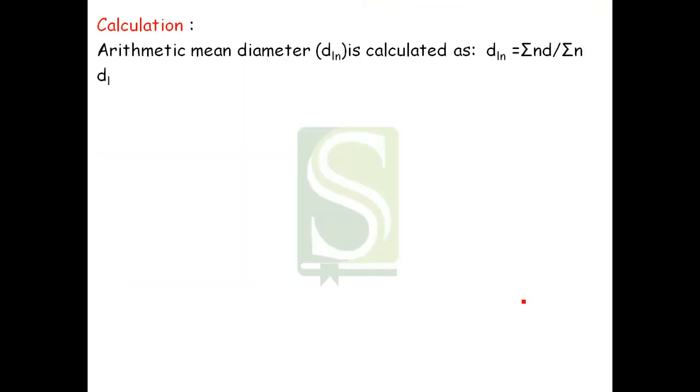Now we will see the calculation for arithmetic mean diameter. The arithmetic mean diameter is indicated by D, and it is calculated as summation of ND divided by summation of N. We have put those values, so we get the arithmetic mean diameter to be 11.95.